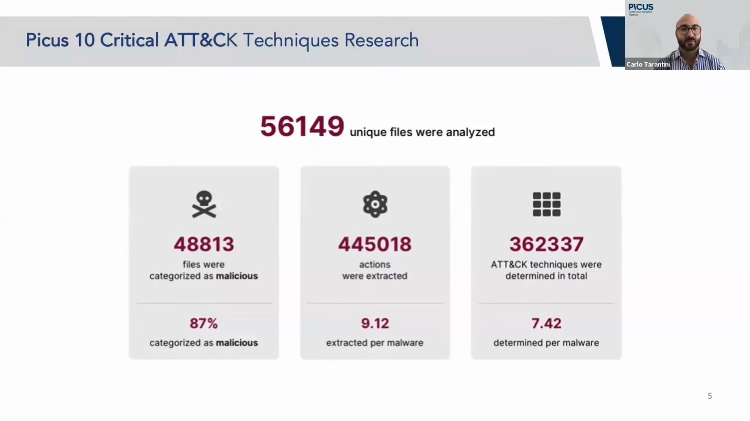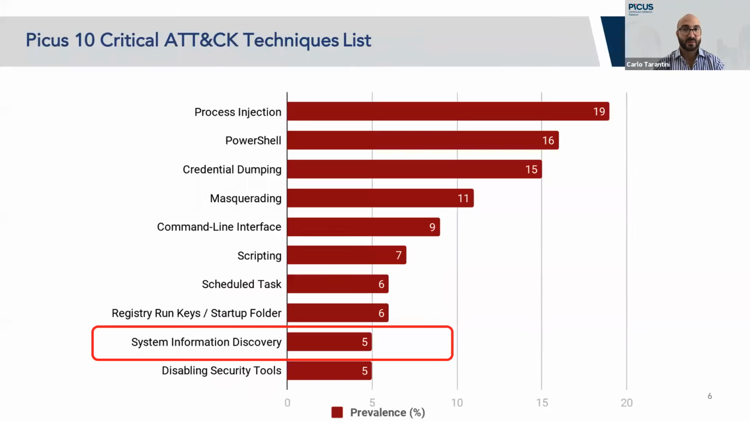Over the last year, Picus produced very extensive research. We analyzed more than 50,000 unique pieces of malware, and like we say every week, 360,000 attack techniques were modeled and simulated, and 445,000 malware actions, including non-unique behaviors, were analyzed as well, and those that can be leveraged by malicious actors. Today, we are talking about system information discovery, which is our 9th most prevalent technique. It covers about 5% of malware behaviors we analyzed.